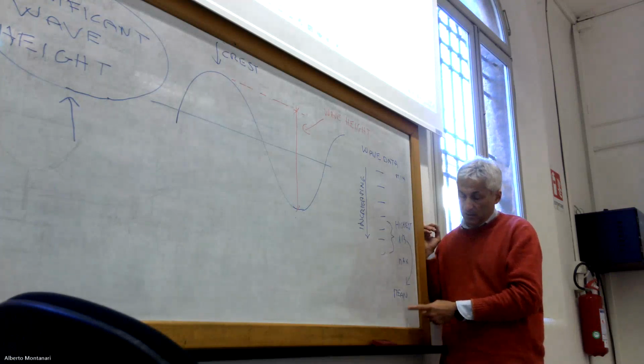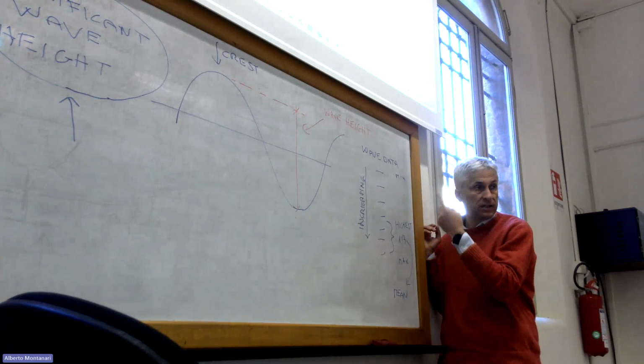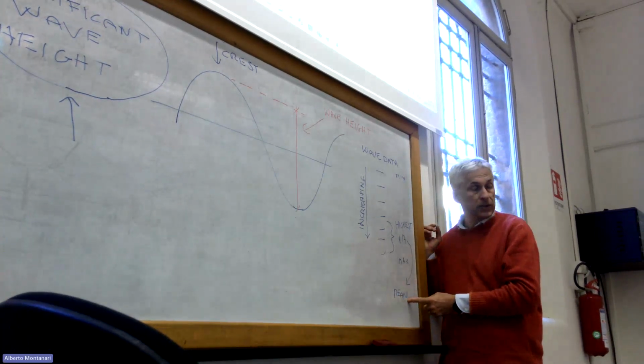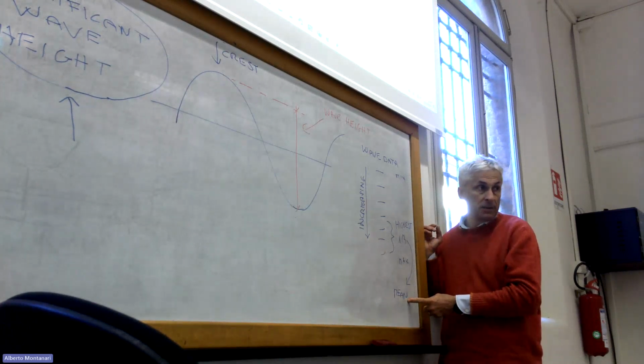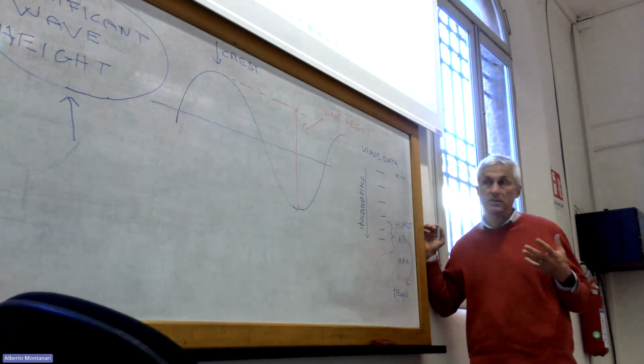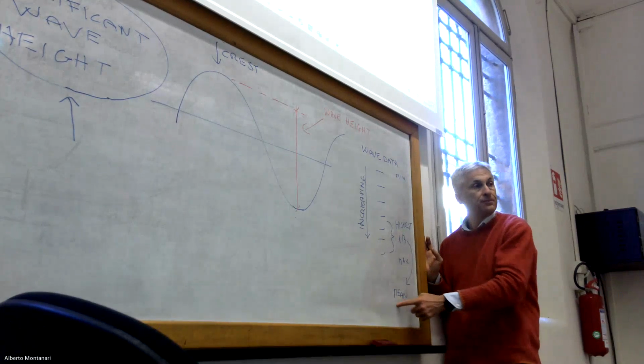So this mean of the highest third, what frequency does it have? Clearly, it has an assigned frequency, and then an assigned probability, and then an assigned natural period. So an interesting question is, according to this definition, what is the natural period of this number?